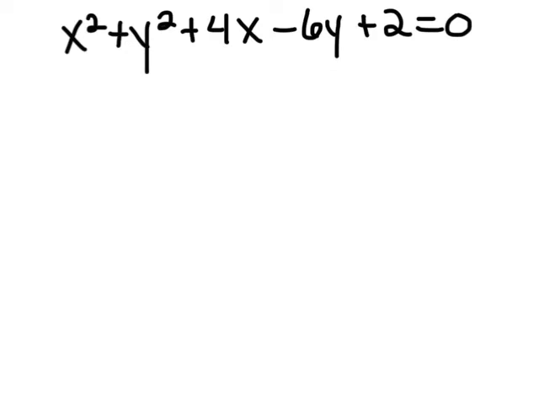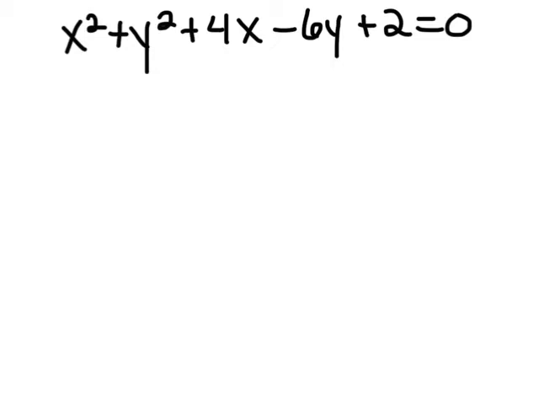Okay, today we are going to take this equation and we're going to do something called completing the square, and we're going to rewrite it so that it looks like a standard circle equation. You can tell that this could be a circle because we have an x squared term and a y squared term, and they both have a coefficient of 1 in front.